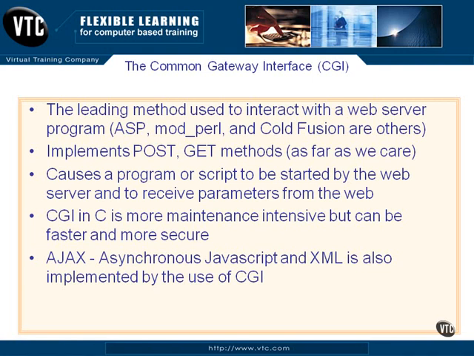CGI is also implemented on all of the major web servers, Apache, IIS, anything that we're going to be using, certainly. So it's there for us. What CGI does is it implements what are called the post and the get methods. And we're going to see both of those as we go through here and how to use each one.